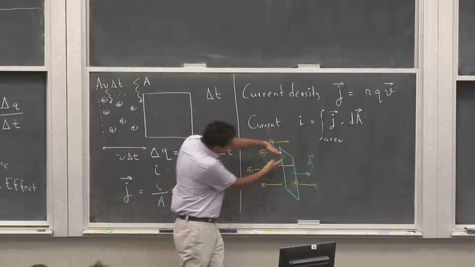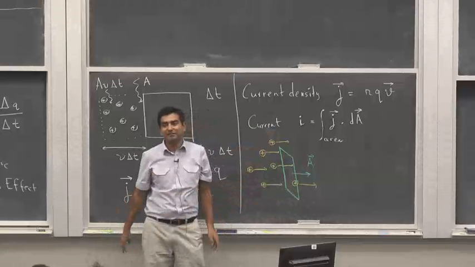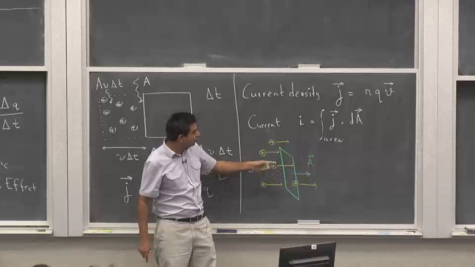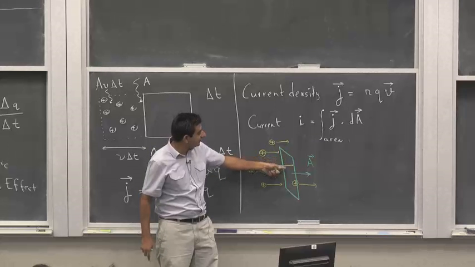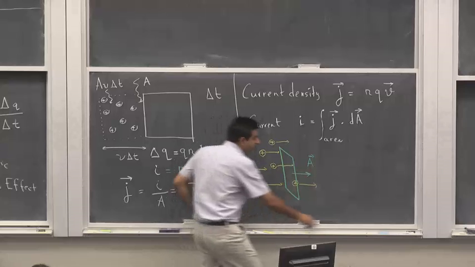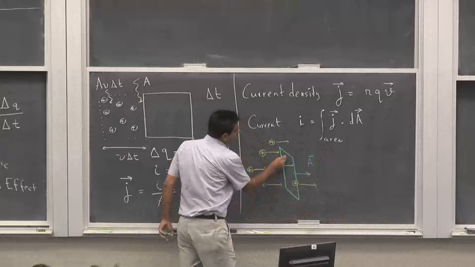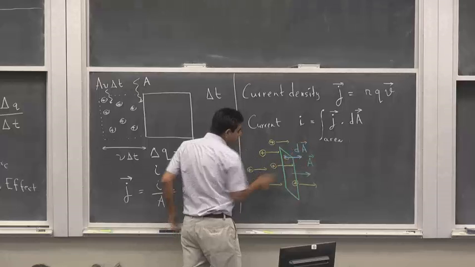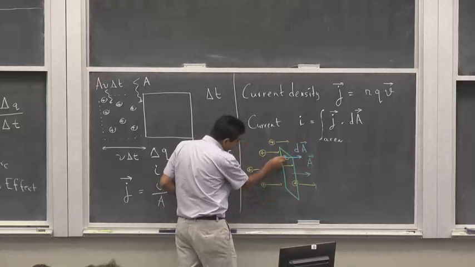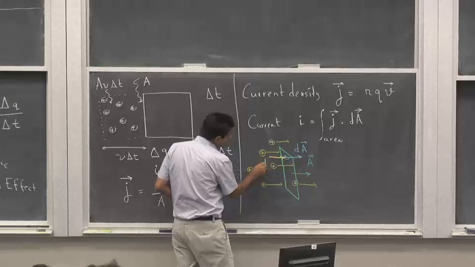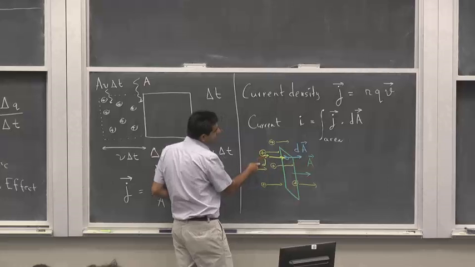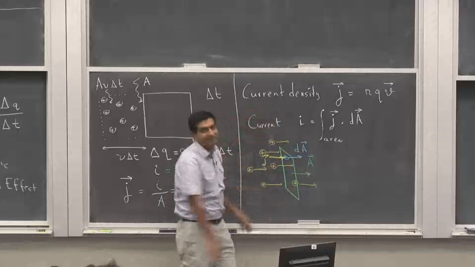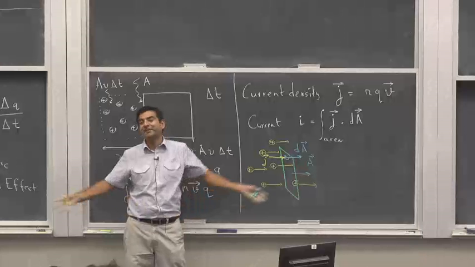So current is through this entire area, remember. But how do you find the current through this entire area? You take the current density at each of these points and break up this area into small infinitesimal areas, dAs. Find the current density J here, take the dot product of this current density with this infinitesimal area and integrate over this entire area. This will give you the current through the entire area.